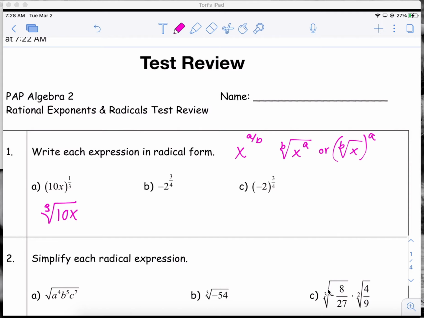On B, I need you to know that that negative makes it different than the negative on C. On C, that whole -2 has to go under the radical, and that whole -2 has to get raised to the third power, okay? So fourth root raised to the third. Now, on the second one, that 3/4 is only going to the 2. So when I do my fourth root of 2 to the third, that negative is actually on the outside, okay?